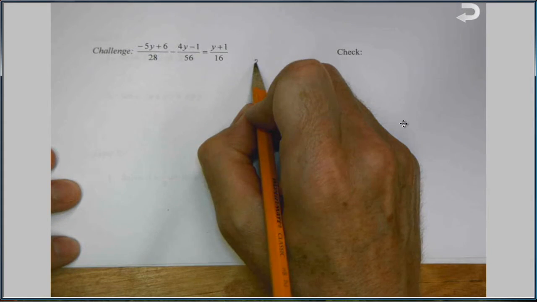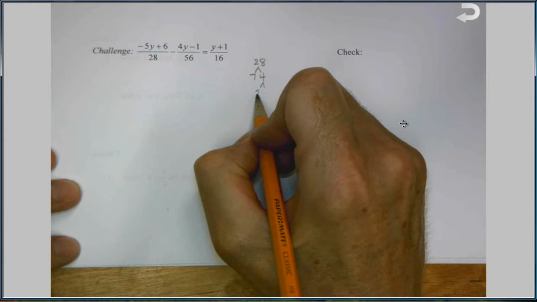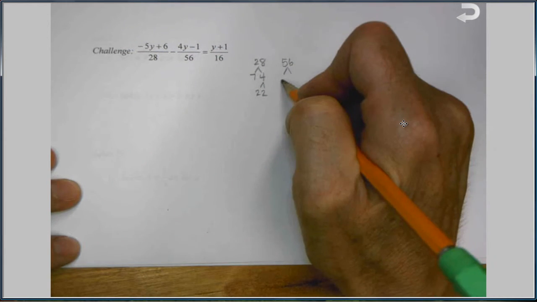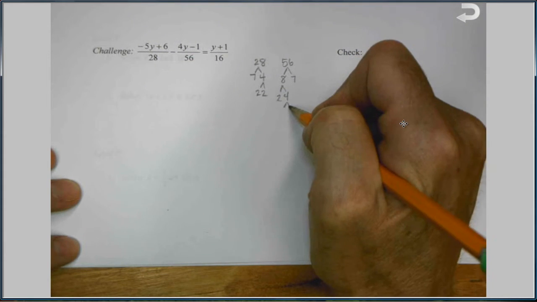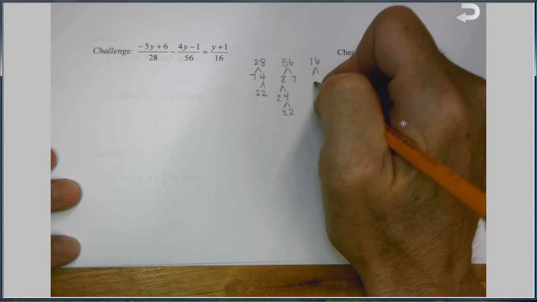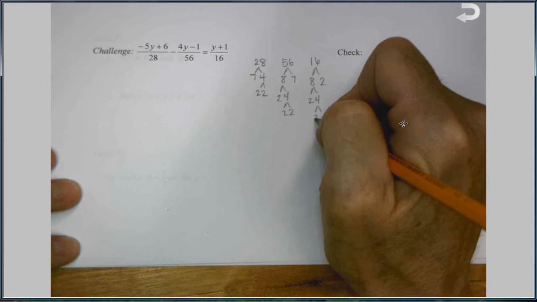I have 28. I know that's 7 times 4, and 4 is 2 times 2. And I have 56, and I know that's 8 times 7, and 2 times 4, and 2 times 2. And then I have 16, which I know is 8 times 2, 2 times 4, 2 times 2.